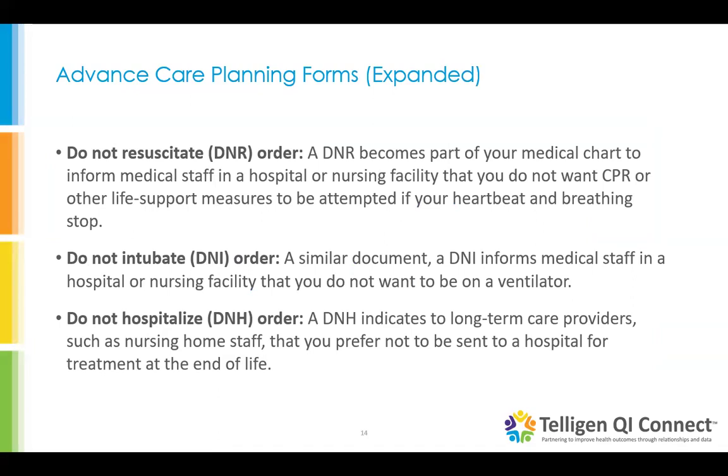There are 5 advanced care planning forms. A DNR, or do not resuscitate order, clarifies that one does not want CPR or other life support measures if their heart stops or if they're no longer breathing. A DNI, or do not intubate order, will inform staff that one does not want to be put on a ventilator. And a DNH, or do not hospitalize, will let a long-term care team know that one does not want to be hospitalized for any treatment at the end of life.